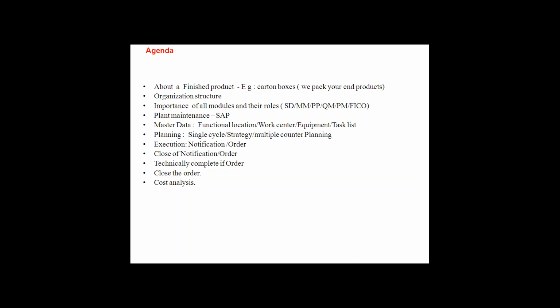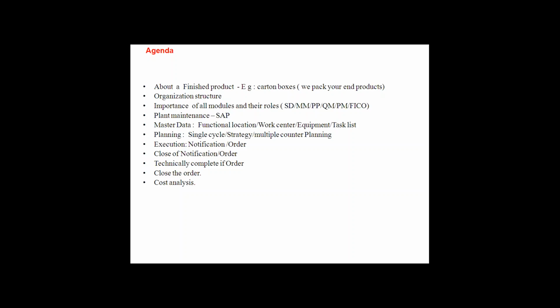Then the organization structure, and the importance of all modules and their roles, like SD, MM, PP, QM, PM, FICO. Out of that, what is plant maintenance in SAP? Plant maintenance in SAP has master data, that is functional location, work center, equipment and task list. Once you create this master data, you will plan single cycle strategy and multiple counter plans depending upon the equipment and the task you need to carry out.